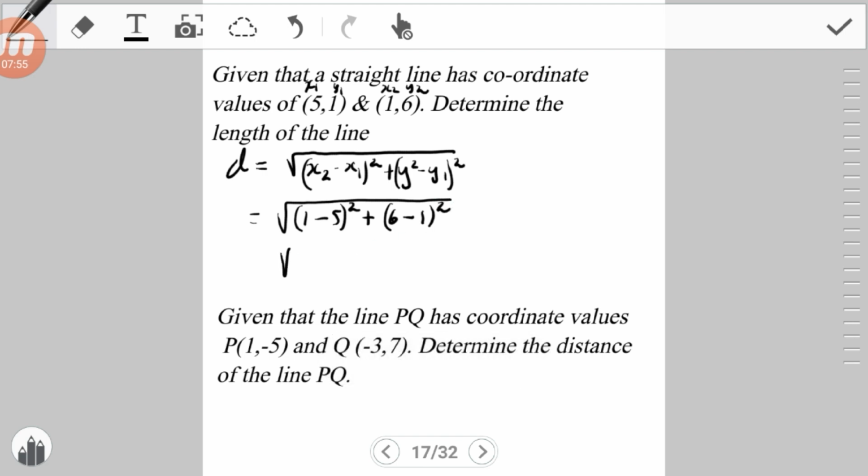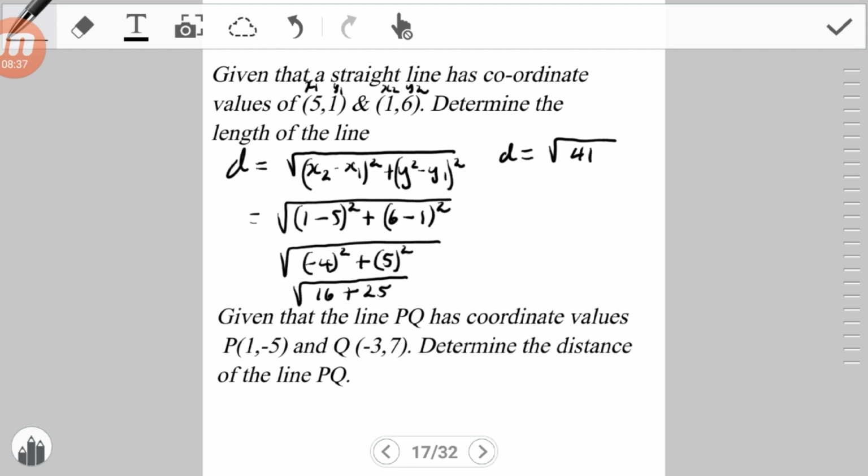Okay, that simply now equals the square root of 1 take away 5, which is negative 4 squared, plus 6 take away 1, which is 5 squared. So this naturally works out to be, when you square negative 4, 16, and 5 squared is 25. If we proceed, we'll find that d is equal to the root of 41.